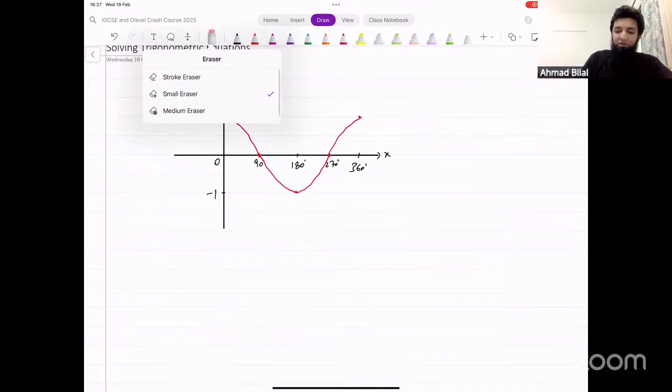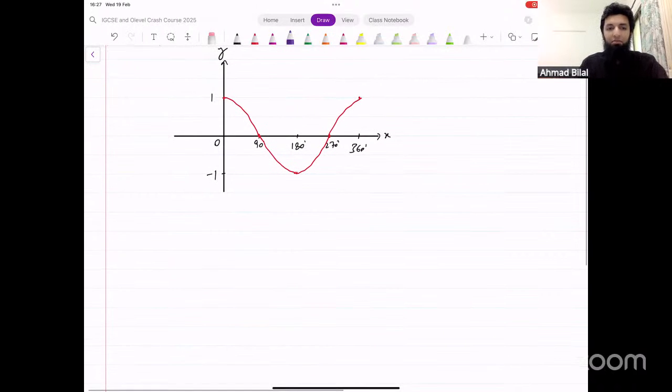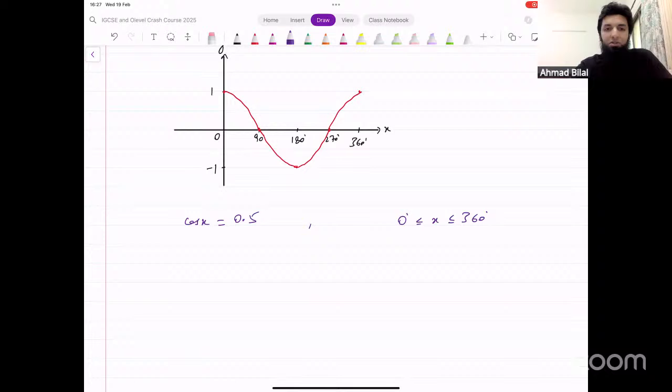Now, let's say you had to solve some equation involving the cos function. For instance, you might be asked to solve this equation, cos of x equal to 0.5. Let's say you have to solve this equation. And they're saying x is between 0 degrees and 360 degrees. So you want to write down all possible solutions for this equation between 0 and 360. Now, how are you going to do that?